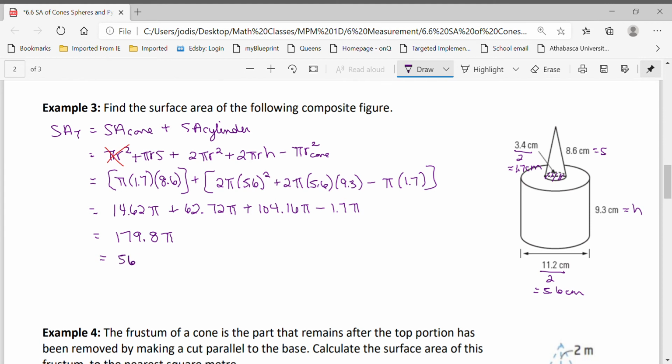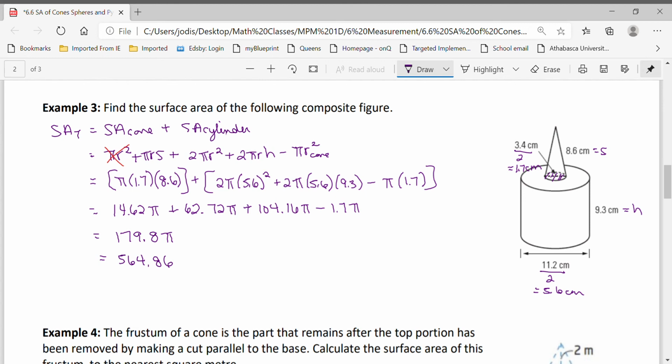and we get 564.86, which somehow is like one number off of what I actually got. So I think I put a number in my calculator wrong. Let me just double check here. So we've got 1.7, 8.6, 5.6, 5.6, 9.3, 1.7. Okay, let me double check in my calculator just to make sure that I didn't type in anything wrong. 62.67, yep.